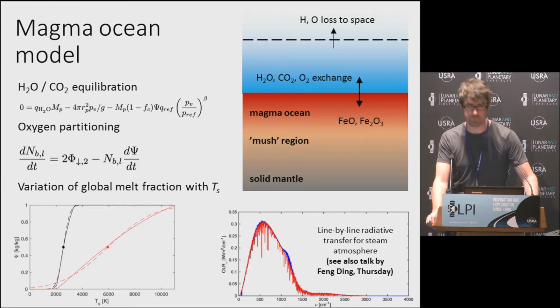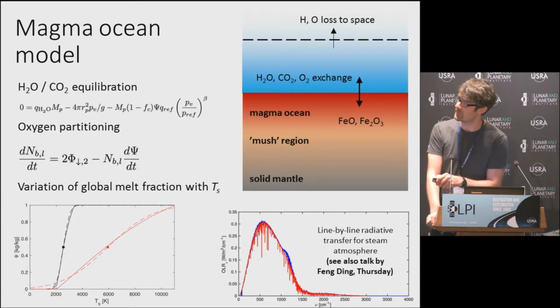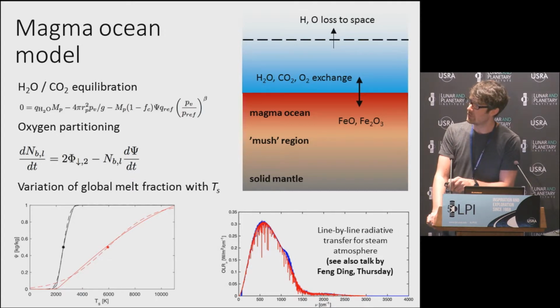So I'm not going to talk about all the model components in detail, but the magma ocean model is an important one. For this, we have a model of H2O and CO2 equilibration between the ocean and the atmosphere. H2O tends to be much more soluble in melt than CO2. We have a model for the oxygen partitioning between the atmosphere and the iron minerals in the magma. And the magma melt fraction varies as a function of surface temperature because it's generally thought that magma oceans solidify from the base upwards. So you have a solid lower region, a mush region in the middle, and then an entirely liquid region at the top, depending on surface temperature.